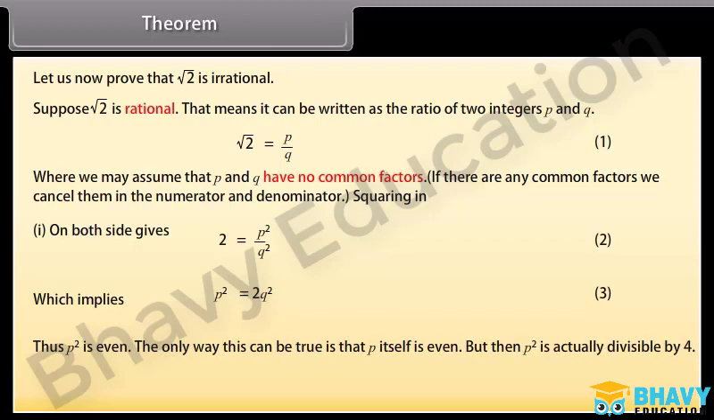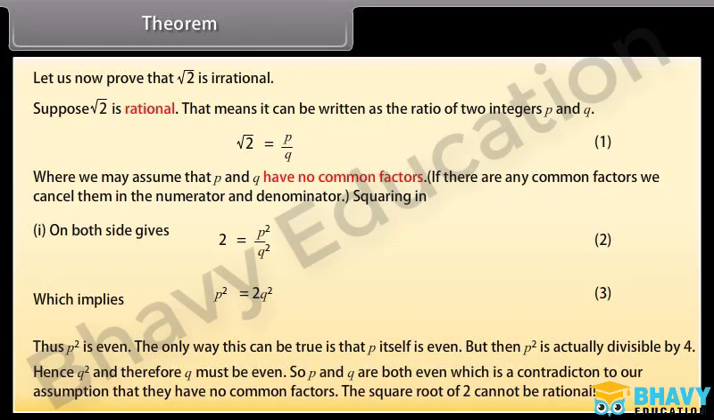Thus, p square is even. The only way this can be true is that p itself is even. But then p square is actually divisible by 4, hence q square is even, and therefore q must be even. So p and q are both even, which is a contradiction to our assumption that they have no common factors. The square root of 2 cannot be rational.